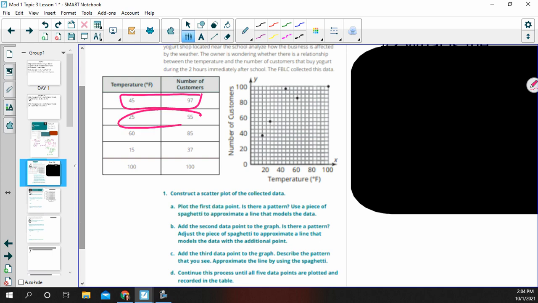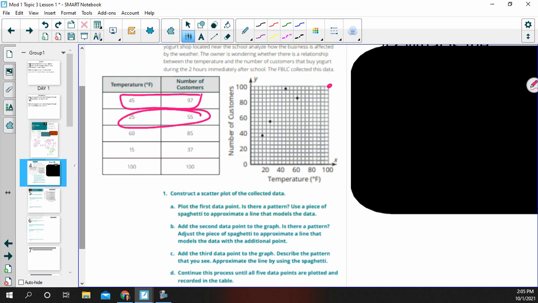So then the next one is 25, 55. I go right to 25, somewhere right here, and then up to the 55, and that's why his point is there. Same with 60. So 60 is here, and then up to 85, that's why his point is there. We've got 15, which is kind of this direction right here, up to 37, there's his point. And then your 100 is that dot in the top right here.